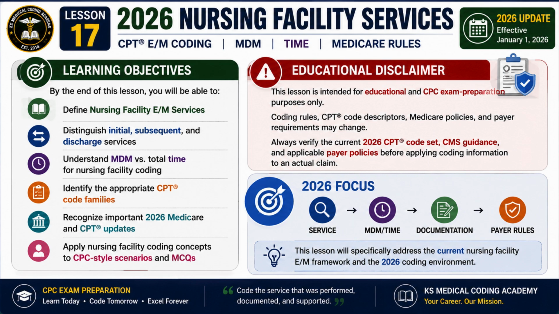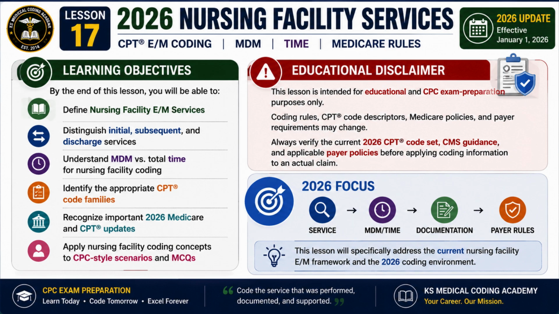This lesson is provided for educational and CPC exam preparation purposes only. Coding guidelines and payer policies can change, so always verify the current CPT and CMS requirements before using information for an actual claim. CMS's current nursing facility guidance covers the 99304 through 99310 and 99315, 99316 code families and Medicare-specific prolonged service rules. Also remember that 99318 was deleted effective January 1, 2023, so it should not be taught as a current 2026 annual assessment code.